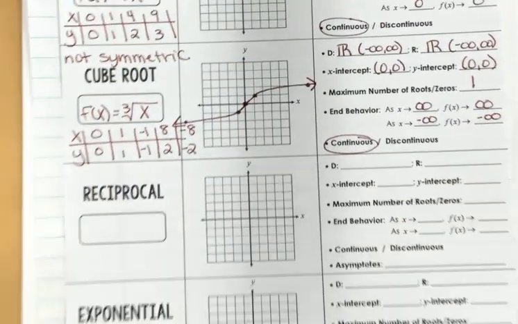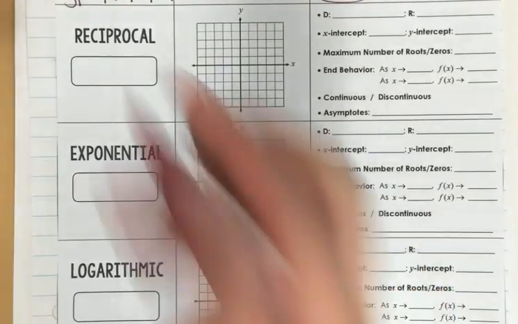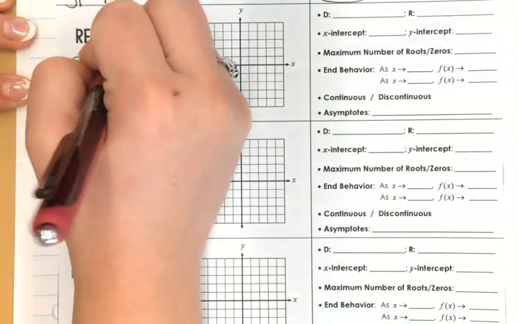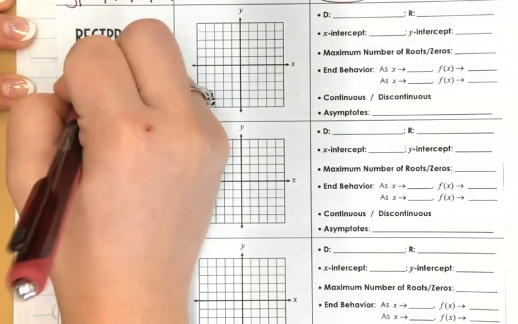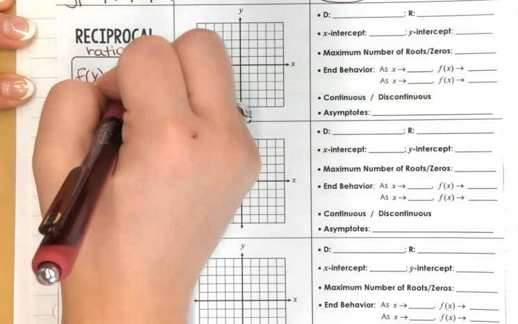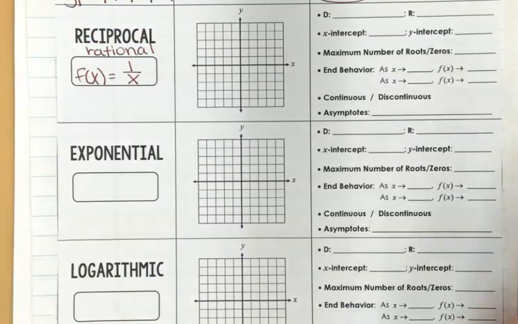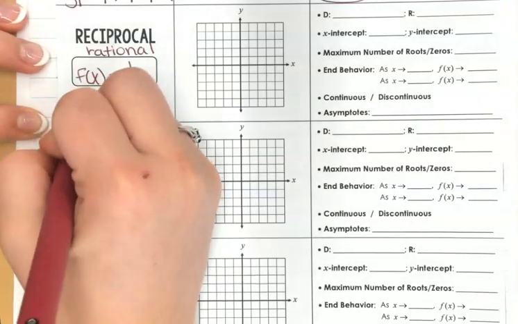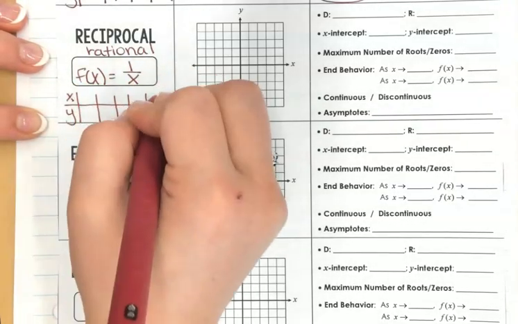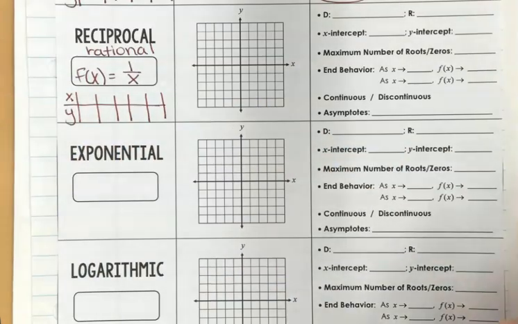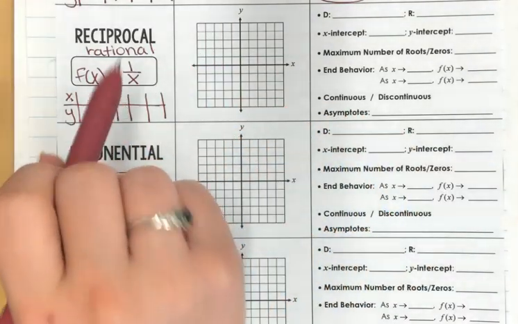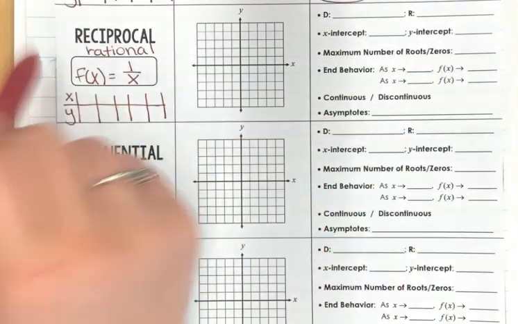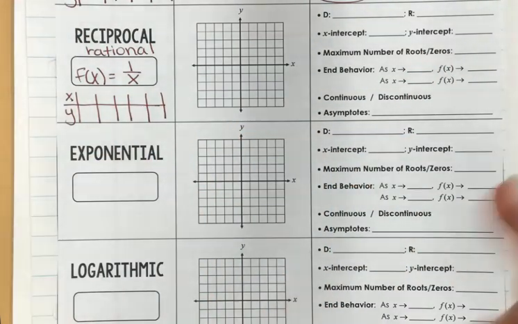Okay, 3 to go. Reciprocal, which you can also call rational. That is where f(x) is equal to 1 over x. So we're going to have two parts to this graph because I cannot divide by 0, which means x cannot be 0. So I'm going to have to find values that are greater than 0 and values that are less than 0 to get an idea of what this graph looks like.